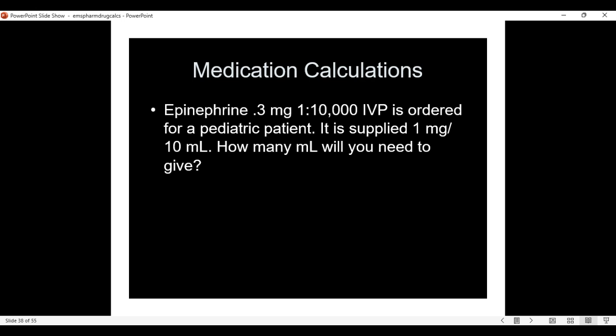Epinephrine, 0.3 milligrams at 1 to 10,000 IV push is ordered for a pediatric patient. If it's supplied 1 milligram in 10 mLs, how many mLs am I going to need, right? So pause the video. When you get it figured out, come back.